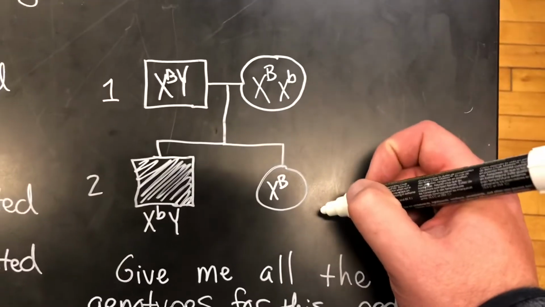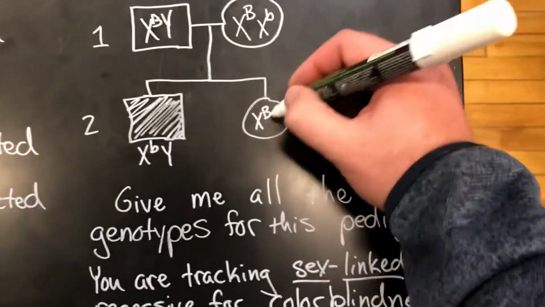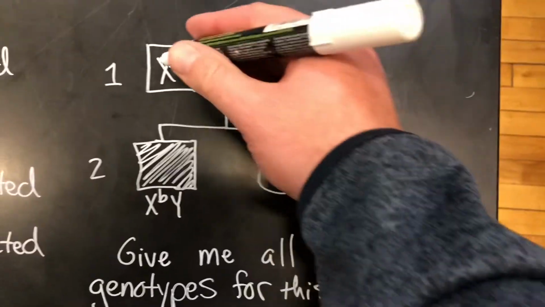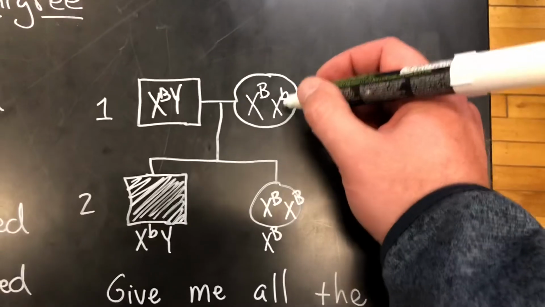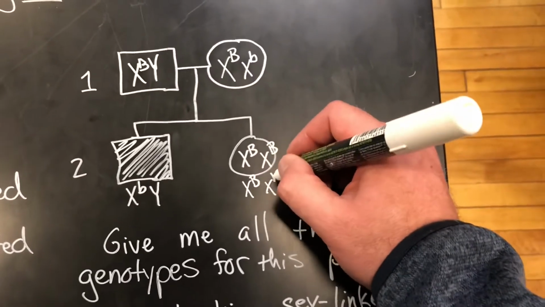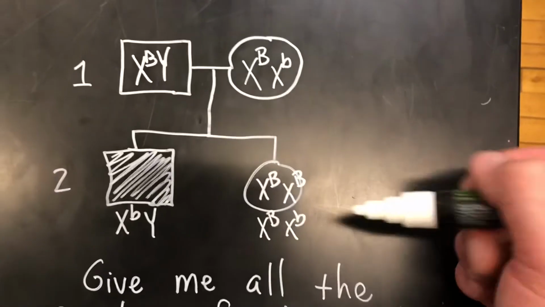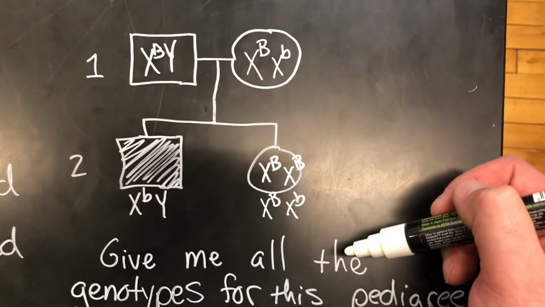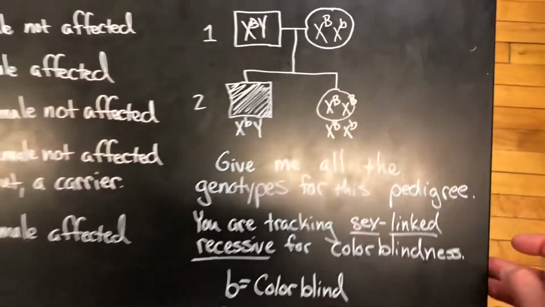Okay? Now, in mom's situation, she could have passed on the X big B as well. That's the correct answer. We also know that dad could pass on that X big B once again, and mom could have also passed on this X little b. We don't know because obviously she's not shaded in, so this is still an acceptable answer about her possible genotypes, okay?